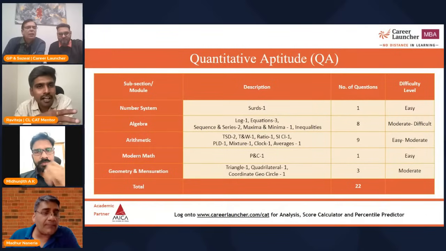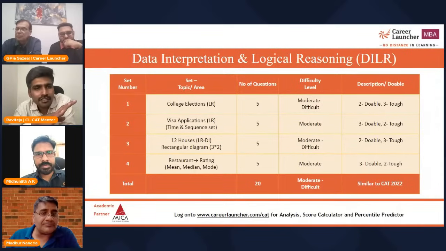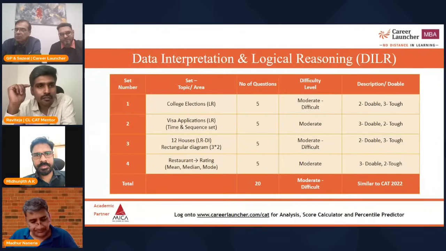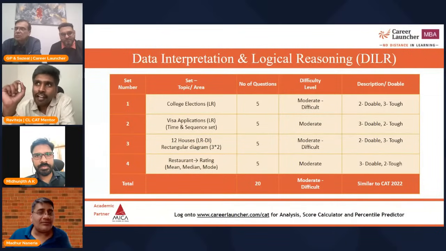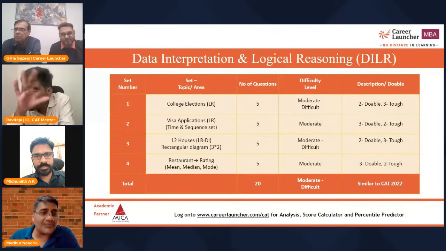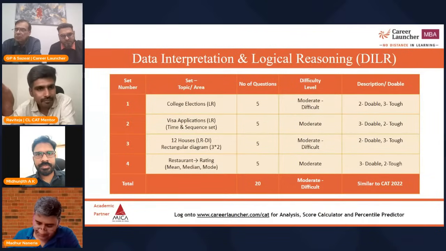Even in the restaurant rating set, there is definitely one question which will require a lot of working. In college elections, there are 3 questions which will require a lot of working. The visa applications one would require working and it was lengthy and would require time. So I did not attempt the entire set at all. I just looked through the questions. I felt that it was the toughest set out of the lot, but the other 3 sets you could have touched.